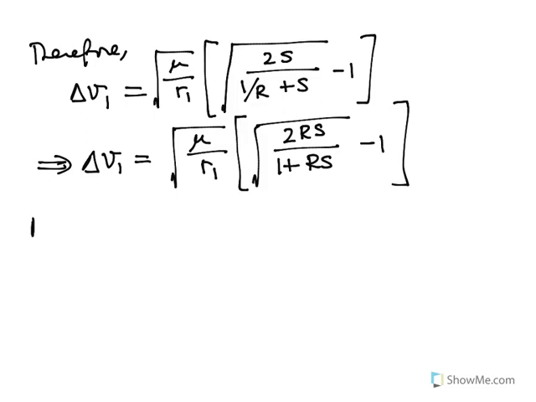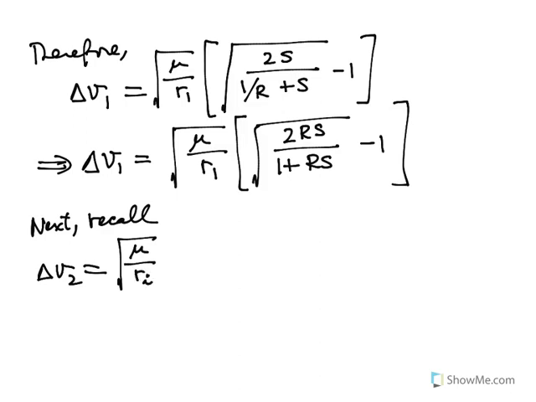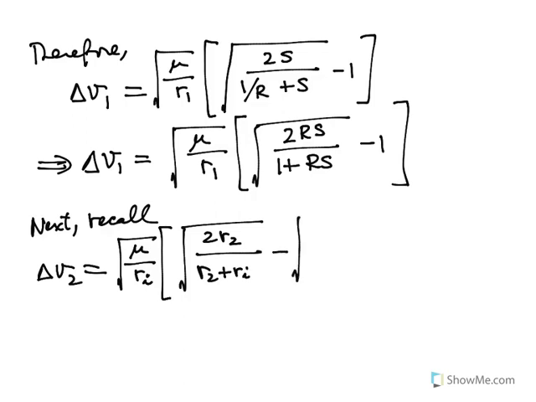Now delta V2 is equal to the square root of mu over Ri times the quantity, the square root of 2R2 all divided by R2 plus Ri, minus the square root of 2R1 all divided by R1 plus Ri. And again, I'm going to do the same thing, except now I want to get this in terms of the square root of mu over R1. So I'm going to do a couple of things at the same time.